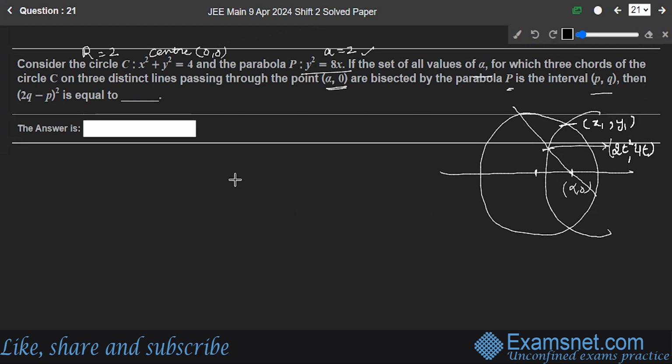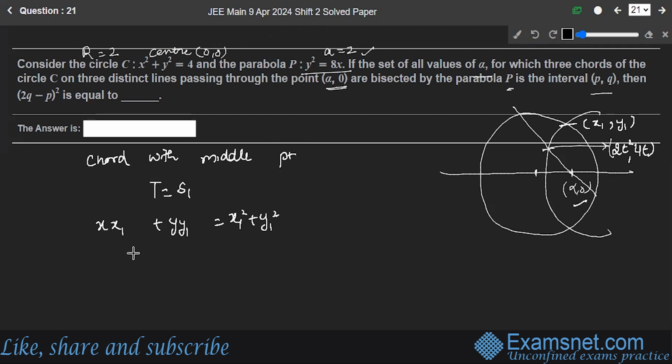All right. So the equation of the chord with middle point given to you is T equal to S1, that makes it x into x1, y into y1 is equal to x1 square plus y1 square. Now this passes through (alpha, 0). So that makes it alpha into x1 plus 0 is equal to x1 square plus y1 square.